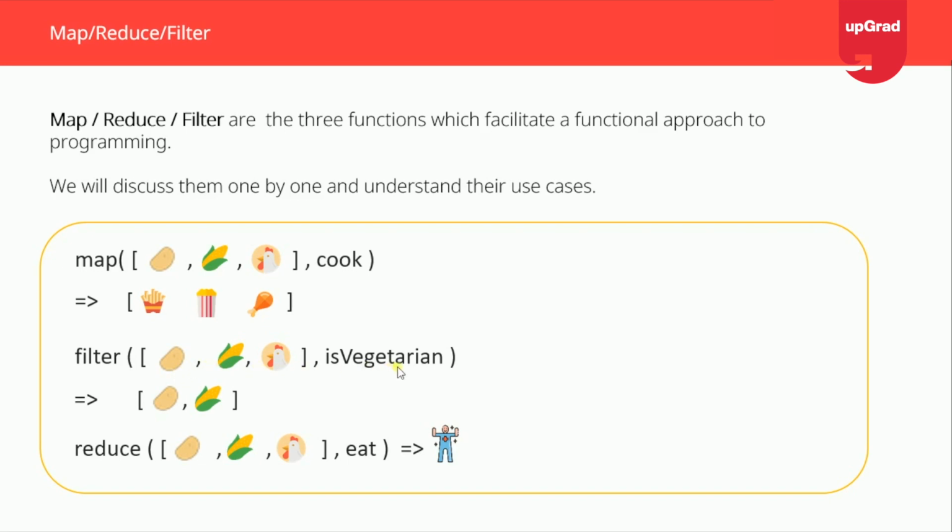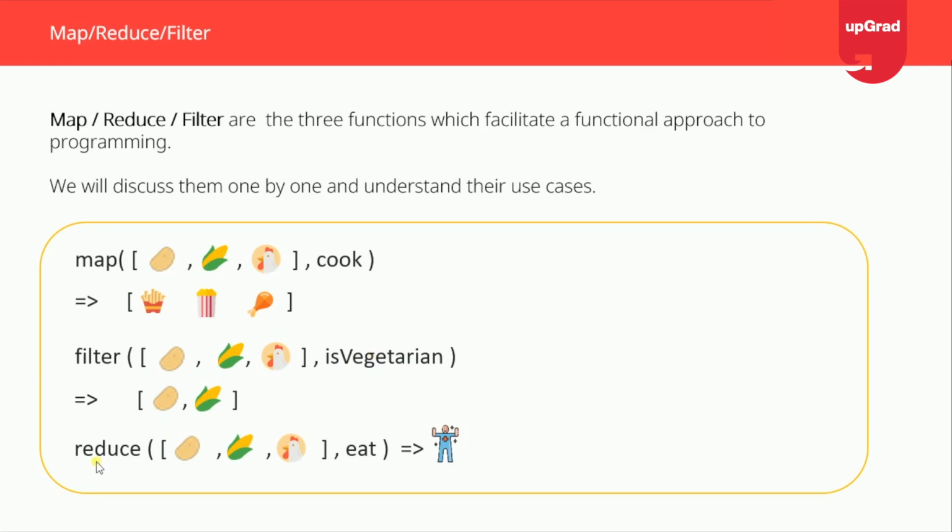So suppose there is a condition called, let's say, is vegetarian. So if you look at the output here, we have got the potato as well as the corn. You can see that this is not newly computed data, it is the original data, but it is filtered. So it is a subset. So filter is used to extract a subset from data based on a given condition. A filter will always work with conditions.